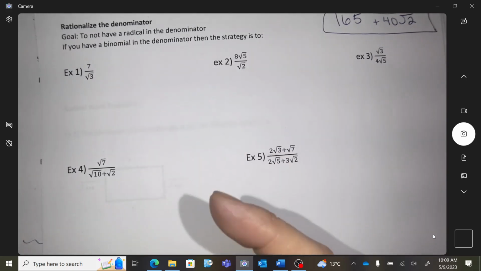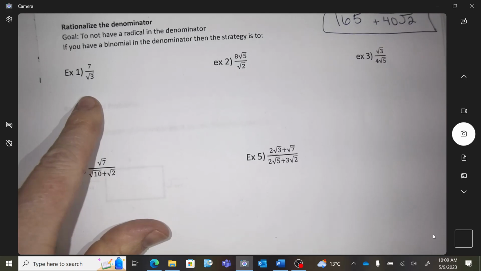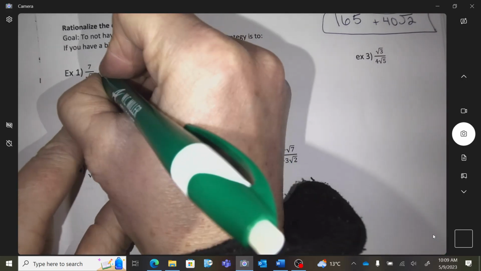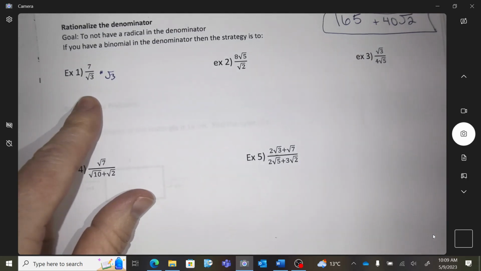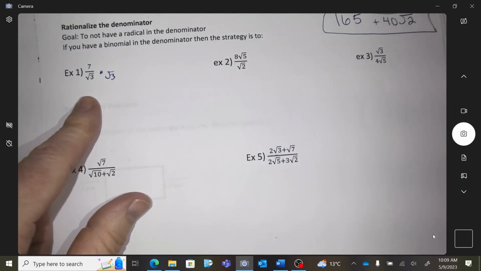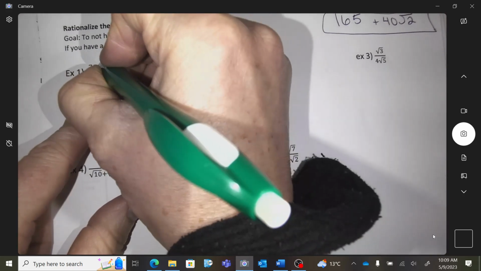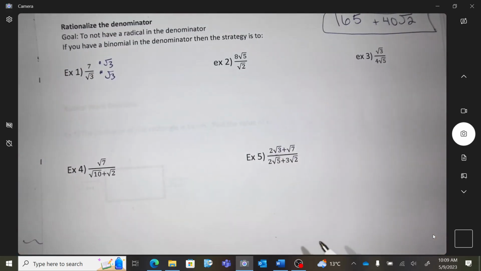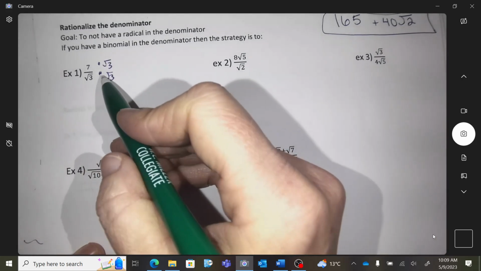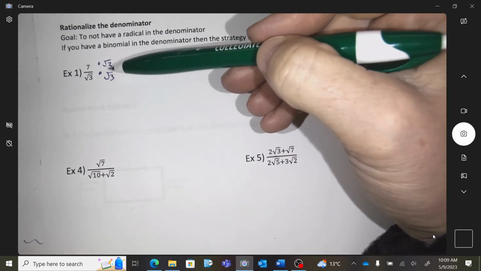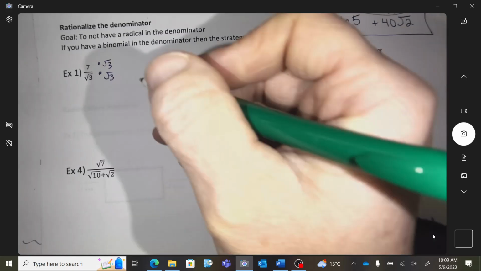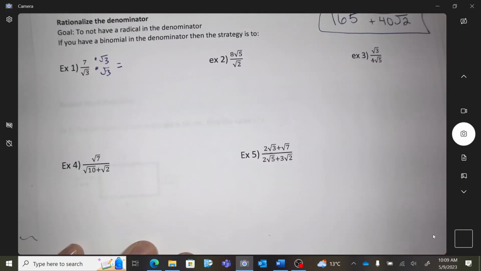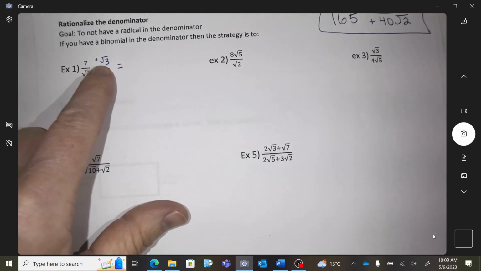Okay? So here's what I'm going to do. To get rid of the root 3 on the bottom, I'm going to times it by a root 3. But if I do that to the bottom, what should I do to the top? I should do the same. Okay? All I'm doing is timesing by 1. Look at this. This is just 1. I'm timesing by 1. Does that change the number? No. So what do you get here on the top? 7 root 3.